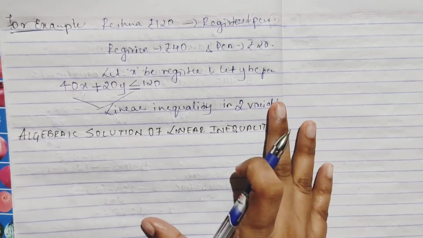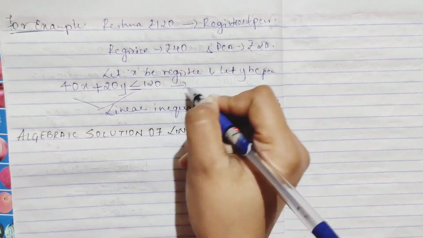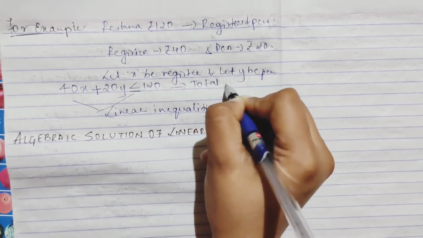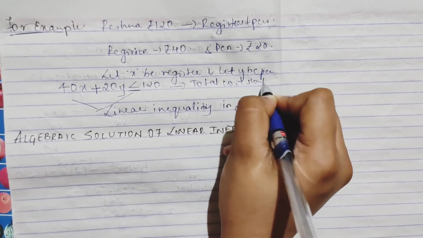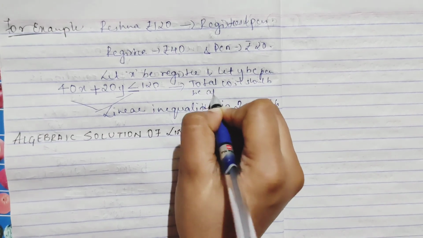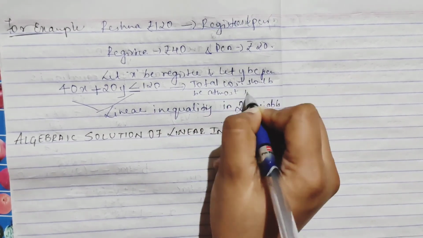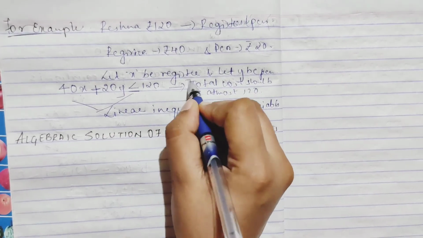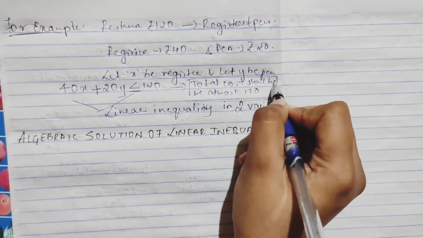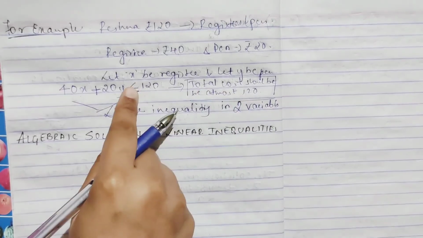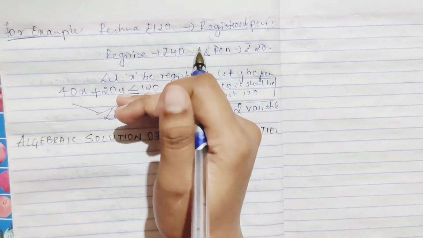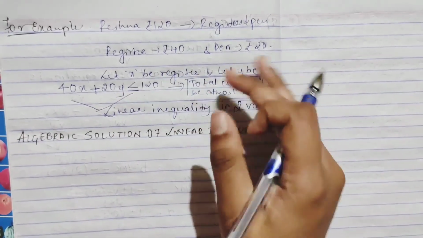If we say it in mathematical terms, how do we say this? The total cost should be at most 120. I am using the word in a mathematical way. Total cost should be at most 120. Less than or equal to means at most, so it should be less than or equal to 120. It is called at most.